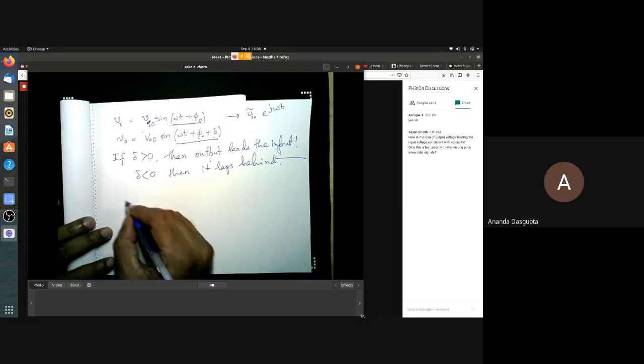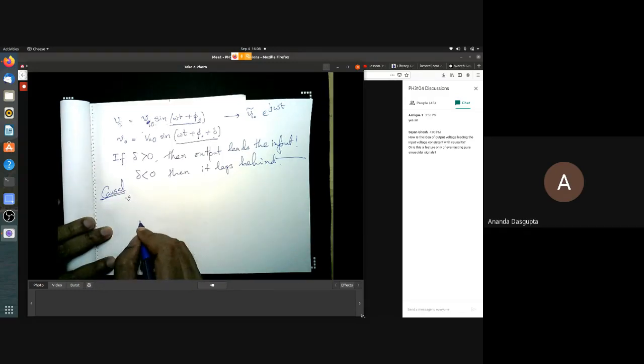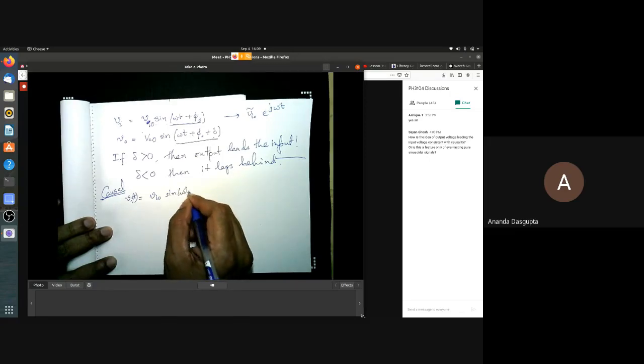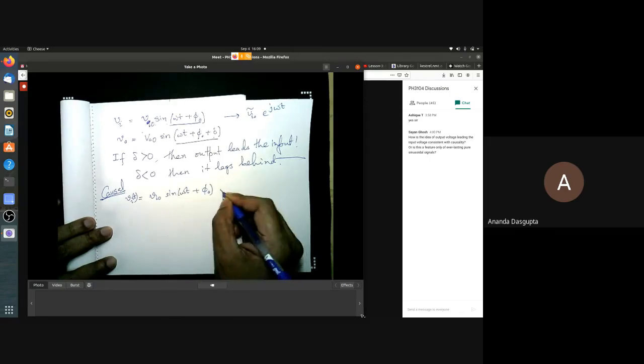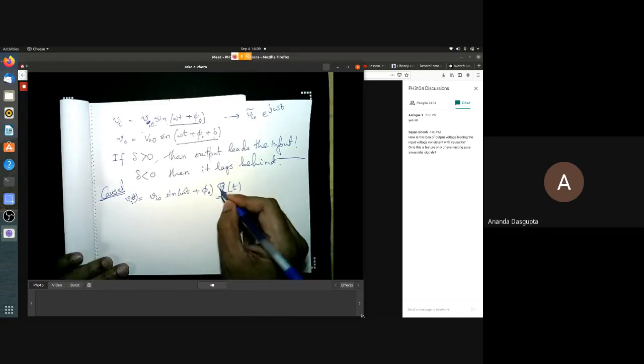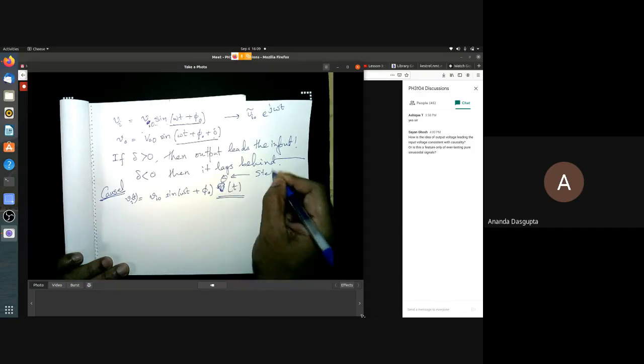Even if it's sinusoidal, say if you are talking about a causal situation, when the whole thing has started at some time, let's say t equal to 0, then the actual signal should be something like this, where this is theta of t, not delta t, where theta is a so-called step function.